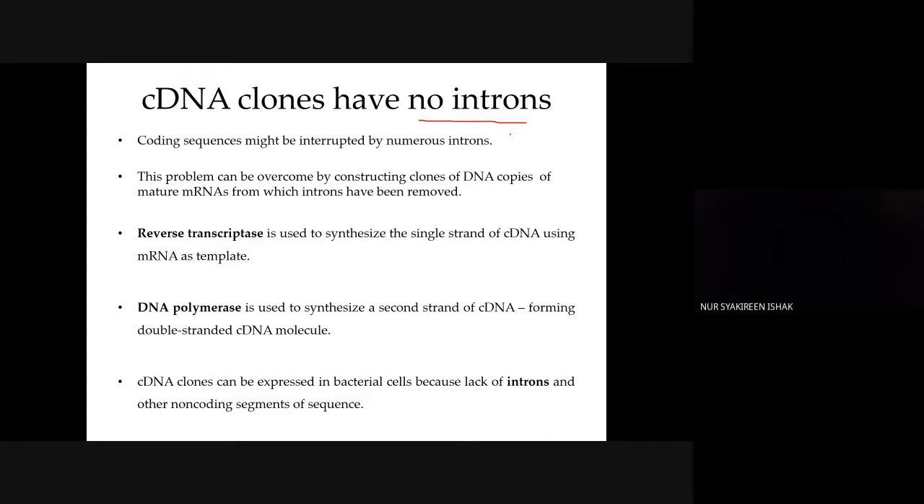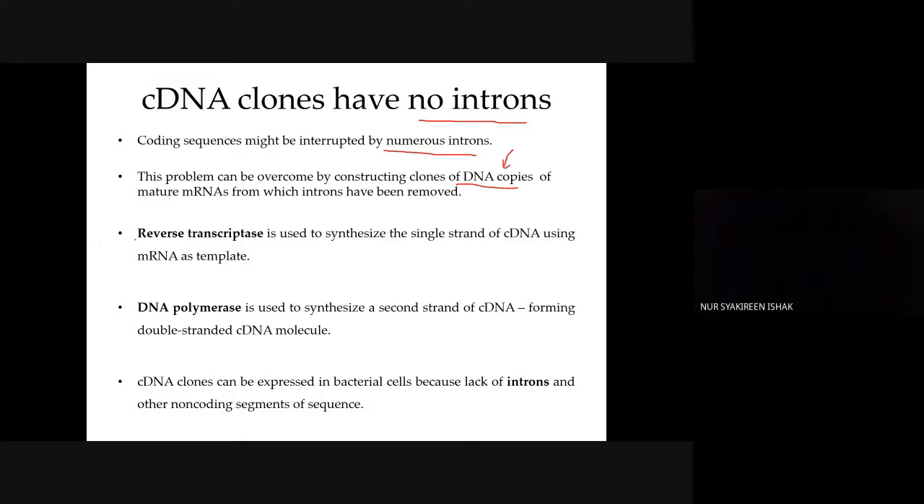mRNA has only exons. It consists of only continuous coding sequence. So coding sequences might be interrupted by numerous introns. This problem can be overcome by constructing clones of DNA copies of mature mRNAs from which introns have been removed. So the purpose is to produce DNA copies with only the coding sequence.